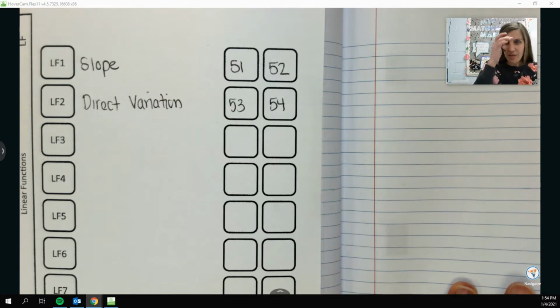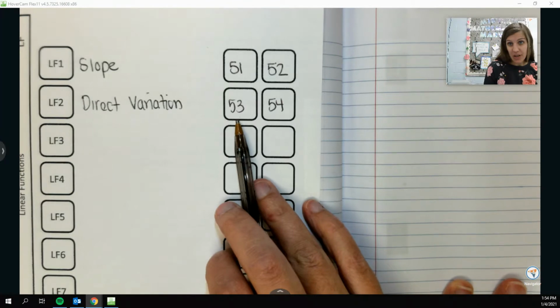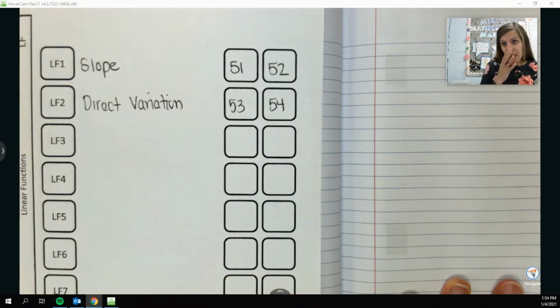All right, guys, today I want to finish up our direct variation notes. So we were working on page 53 last time. We're going to do 54.